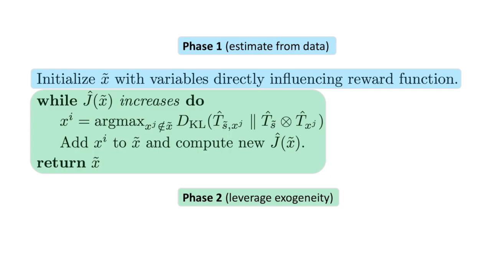In the first phase, we initialize our mask by estimating from data which variables directly influence the reward function. In the second phase, we greedily add variables that help us better predict the dynamics of the variables already in our mask, using the notion of mutual information. The remainder of this video qualitatively explores what the algorithm does in our experimental domain, with some example executions.